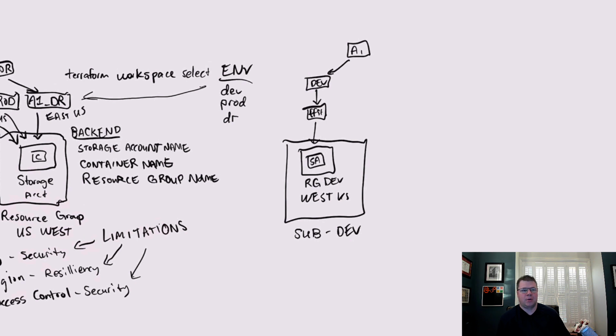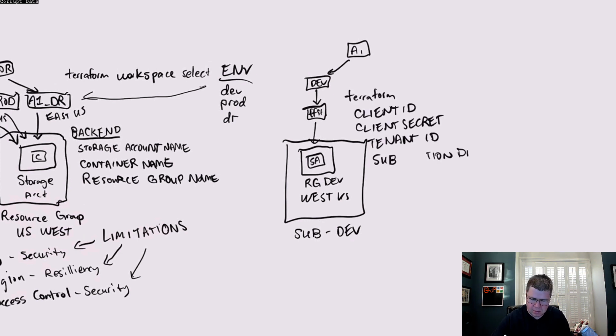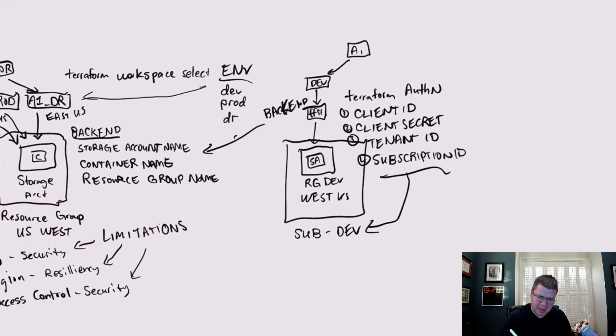And so now, not only are we changing the backend, where the backend is located, but we also have to change the authentication for Terraform itself. Because if you recall, Terraform uses 4 parameters. So these 4 things change all of a sudden when you want to branch your Terraform state across subscriptions. The backend is going to be using these 3 values in order to triangulate to the resource group and the storage account and the container that's stored within our subscription.